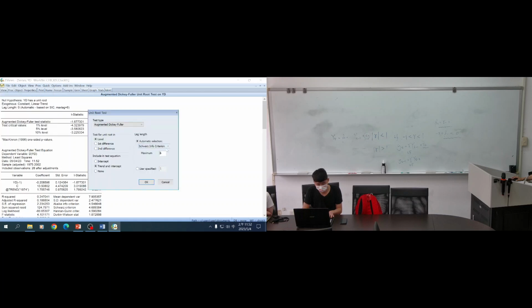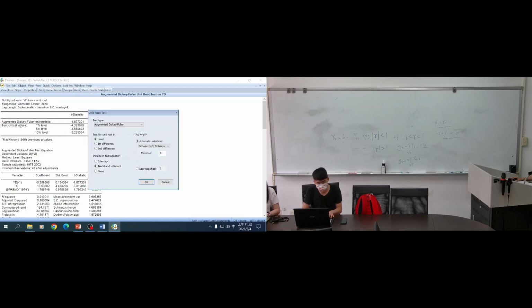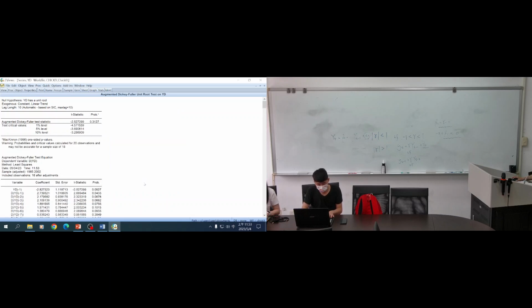If I'm using 8, it's still not significant. Did you see that? Even 8 is not significant. But if I use 12, then how about 10? It doesn't make sense to you. Look at 10, it's not significant, but 12 becomes very significant.